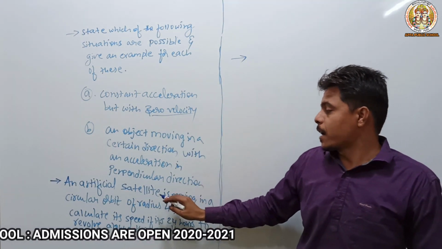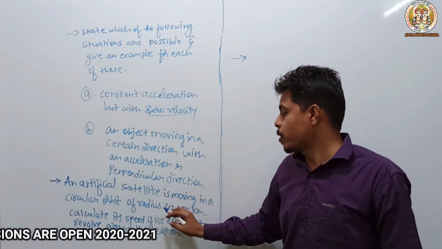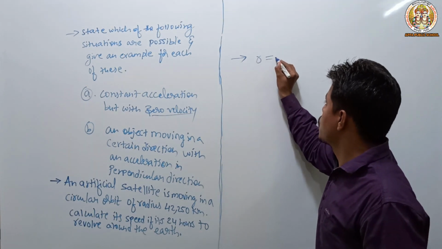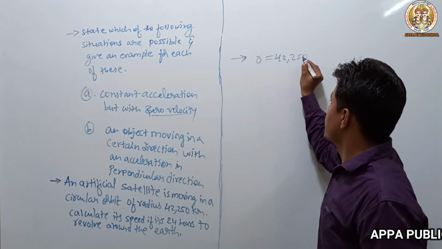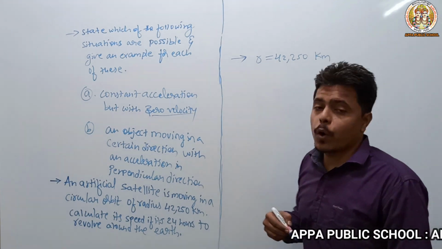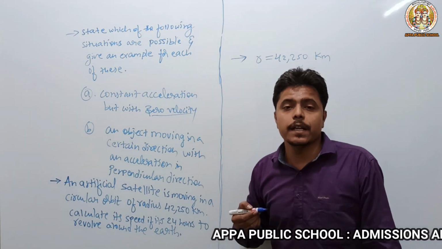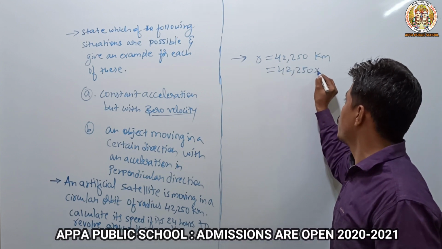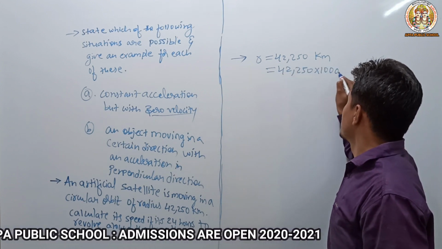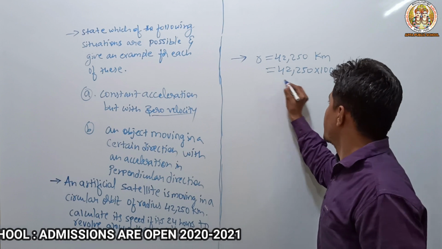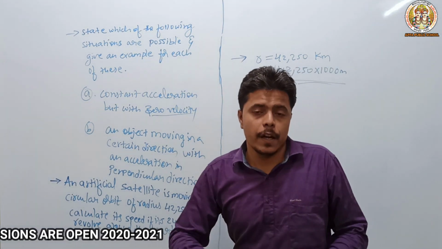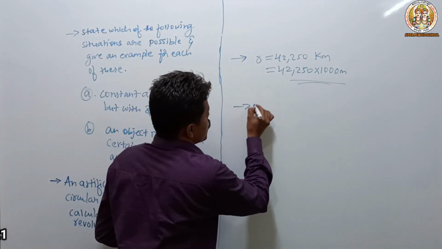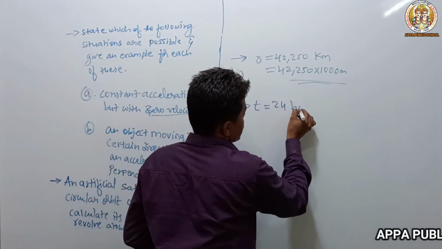Here you see an artificial satellite is moving within a circular orbit of radius 42,250 kilometer. So r is equal to 42,250 kilometer. If I want to convert kilometer into meter, I will multiply by 1000. So 42,250 into 1000, and we got it in meter. The kilometer got converted into meter.